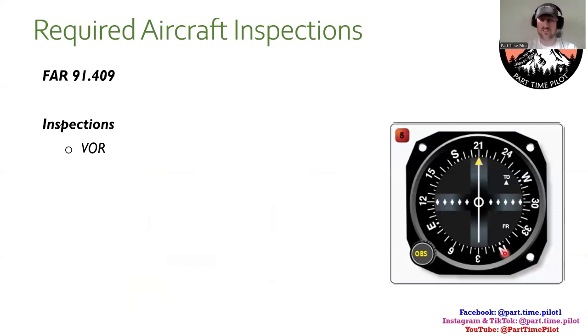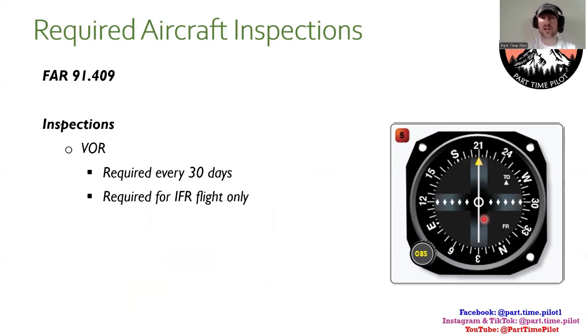The next one, the V in AVIATES, is for VOR. So we've got a picture of a VOR instrument here. We'll talk about this more in the course later. It's required every 30 days, and it's required for IFR flight only.